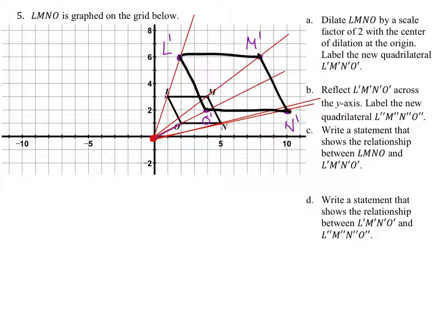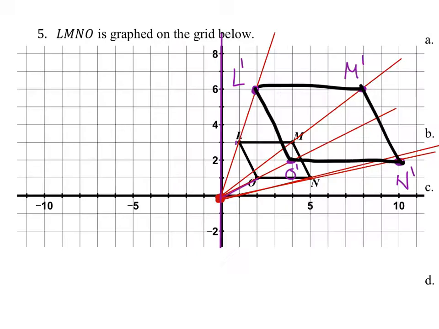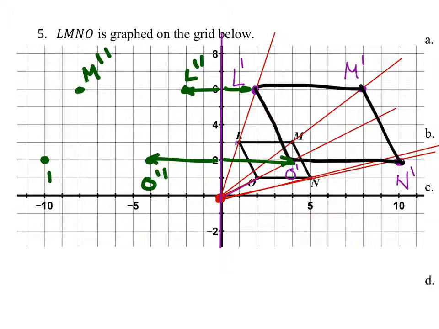Now let's reflect that new image, L prime, M prime, N prime, O prime, across the y-axis, which is that purple line right here. So to reflect it, O is 4 to the right, so O double prime will be right here, 4 to the left. L prime, that's a nice one, 2 to the right, so 2 to the left would be L double prime. M prime is 8 to the right, so 8 to the left would be right here, M double prime. And then N is 10 away, so 10 to the left as well. N double prime.